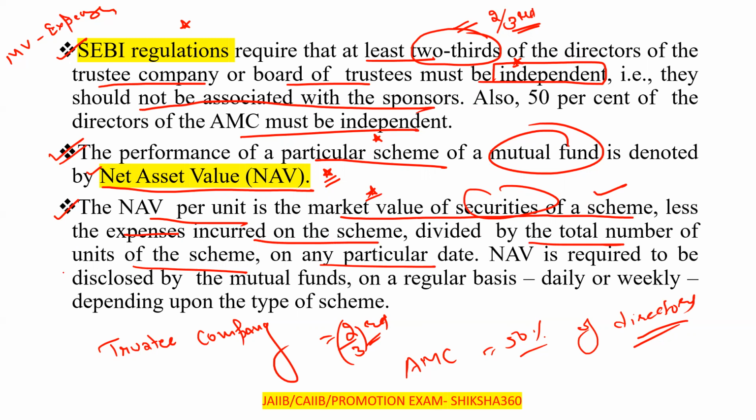NAV is required to be disclosed by the mutual funds on a regular basis, either daily or weekly, depending upon the type of the scheme. Clear? So net asset value is required to be disclosed by the mutual funds on a regular basis, either daily or weekly, depending upon the type of the scheme.